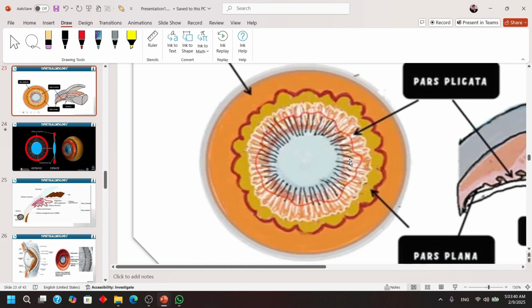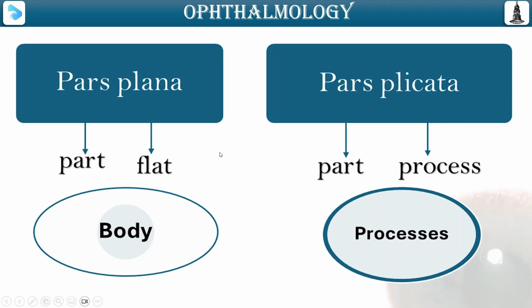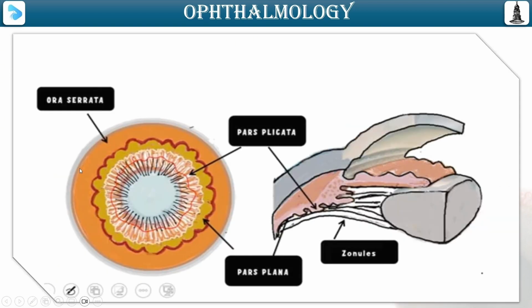And we will learn the function of the flat part and the function of the processes, and we will see that the shape of these parts helps in their function. So as we said, there's pars plana, the flat part, and pars plicata, the part with the processes. Okay, let's start here. So this is the pars plicata.